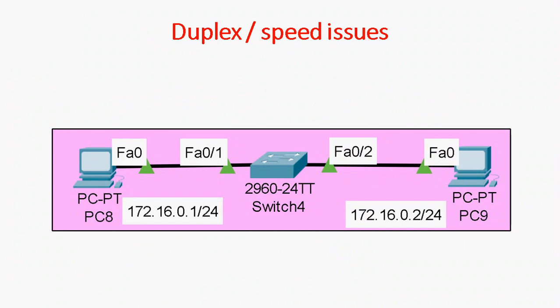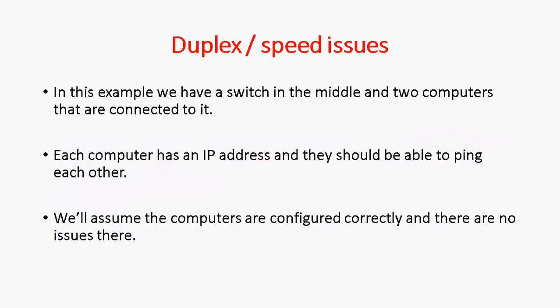Okay, for the duplex and speed issue, I am using this scenario. I am using one switch and two PCs are connected. On PC8 I am using IP 172.16.0.1/24 and on PC9 I am using IP 172.16.0.2/24. The switch is in the middle and the two computers are connected, and on each computer I assign that IP address. We will assume that the computers are configured correctly and there are no issues there.